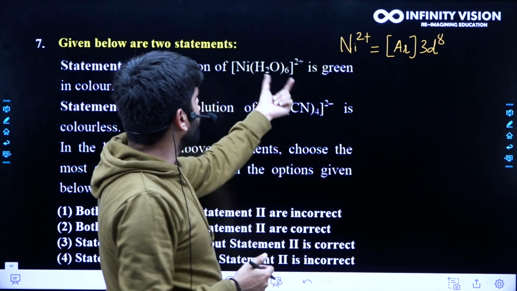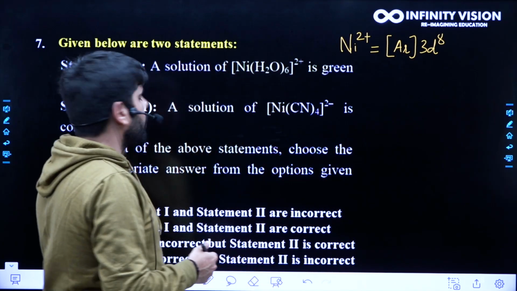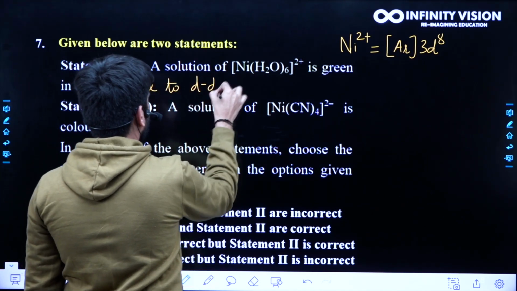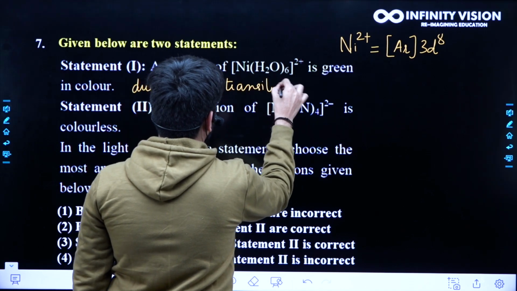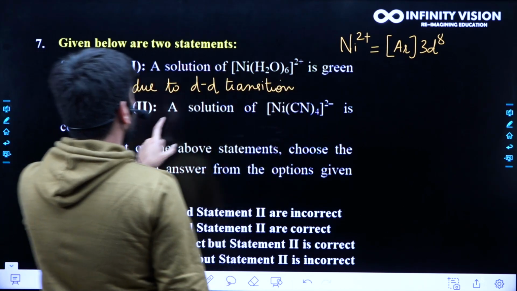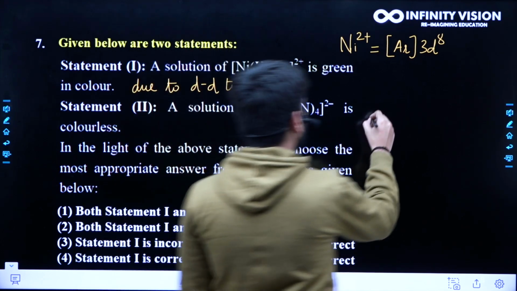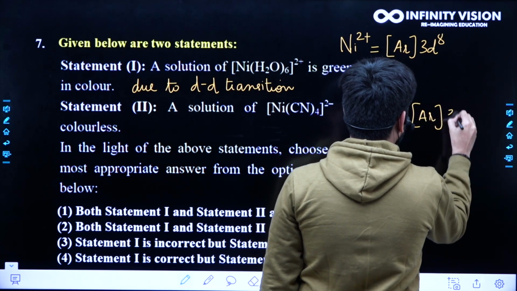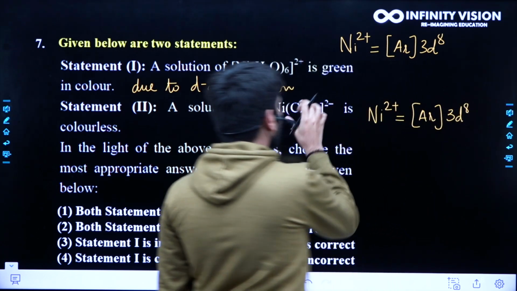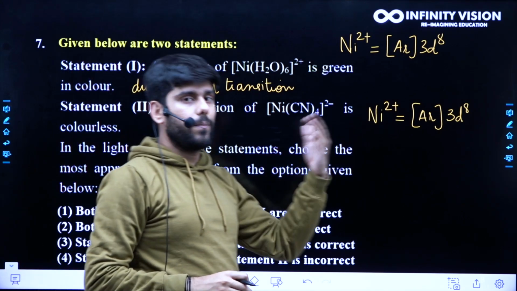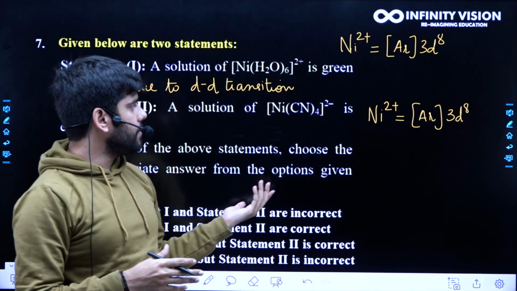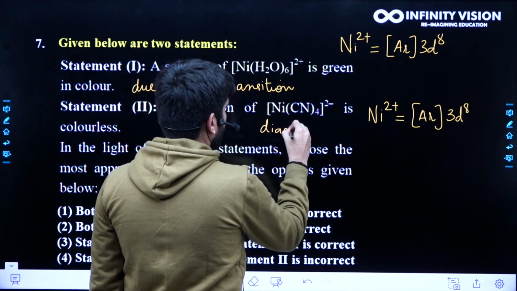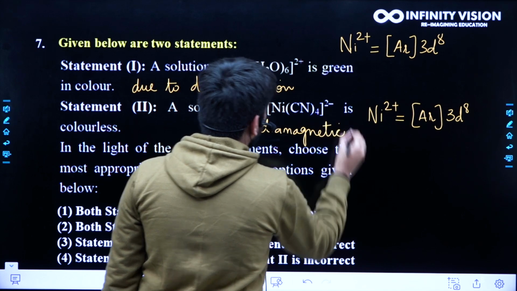So yes, a solution of aqua complex of nickel 2 plus is green in color. Yes, it is colored. Why? Due to d-d transition. And a solution of this complex is colorless, yes, because nickel here is in +2 oxidation state. So again, it is argon 3d8, but this time cyanide being a strong field ligand, it pairs up the electrons, and hence there is no unpaired electron in this complex. The complex is diamagnetic, and hence it is colorless.